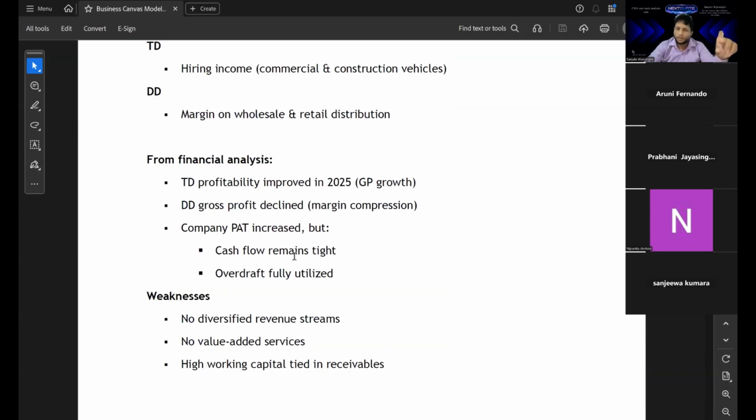Then, let's say from financial analysis, you see transport division profitability improved in 2025, GP growth, right? You have identified a small slight gain. Whatever the DT, gross profit decline, right? Margin compression. Let's say company profit after tax increases, but cash flow remains tight, overdraft fully utilized. Remember, this is what you need to understand in the business model.